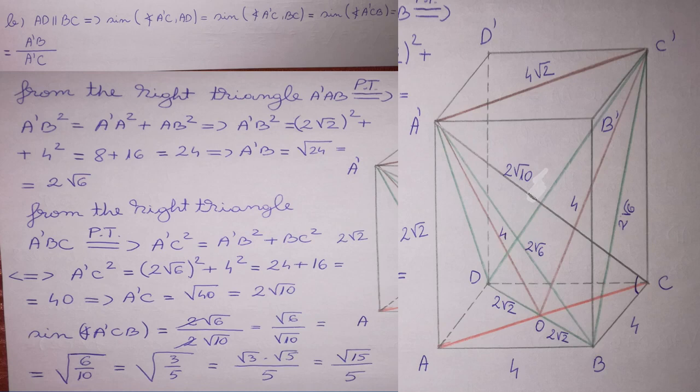Point B. AD line is parallel to BC line, so the sine of the angle between A'C and AD lines is equal to the sine of the angle between A'C and BC lines, which is equal to the sine of the angle A'CB, which is equal to A'B over A'C.